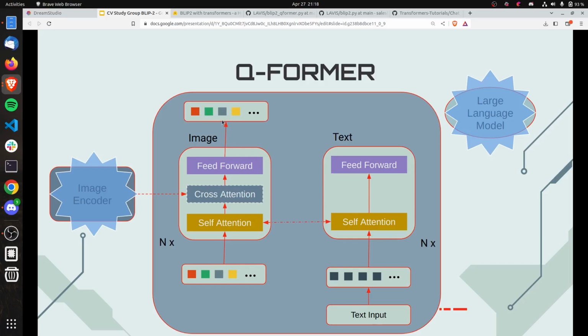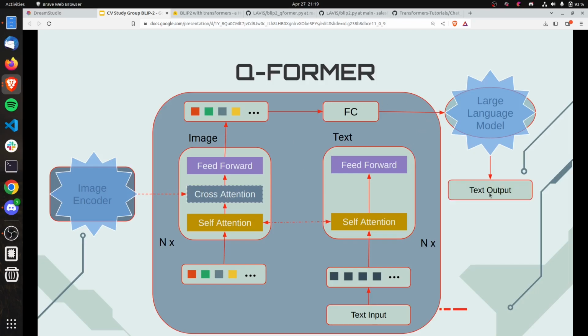As I already said, the query tokens are the important stuff that gets out of the Q-Former. So in the end, we get our query tokens here. Then we put them through a fully connected layer, which is only there to get the shape right so that we can put the tokens into the large language model. This fully connected layer just shapes the tokens to the size that the large language model expects as input. So this part is pretty simple, pretty straightforward.